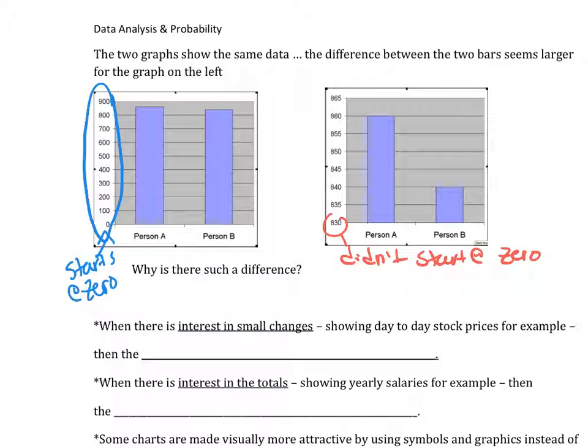And here the differences between the heights of the bars is magnified. It looks like they are way more different in the second graph than the first. So this is because the y-axis is truncated.